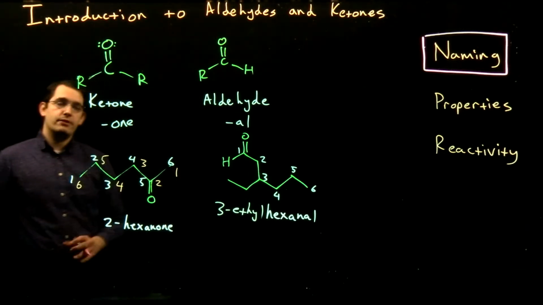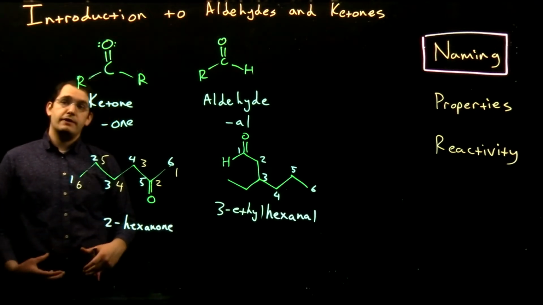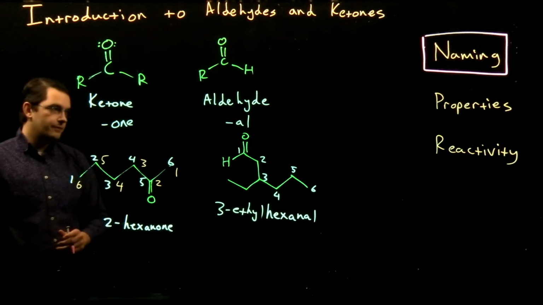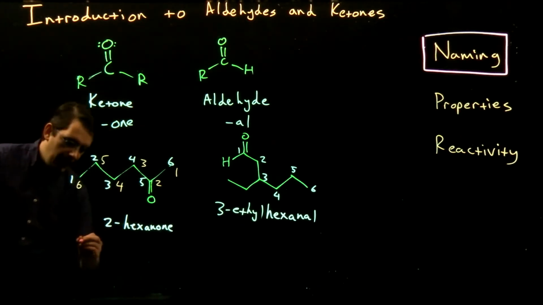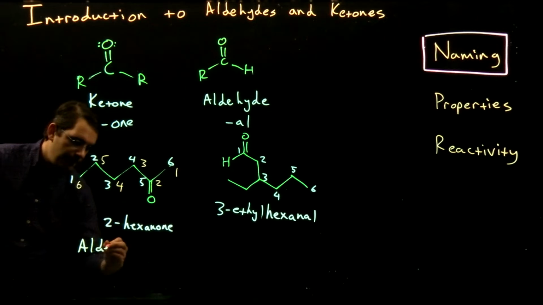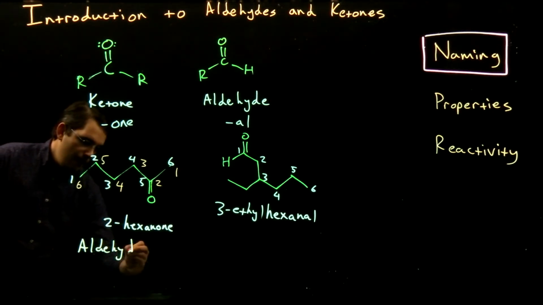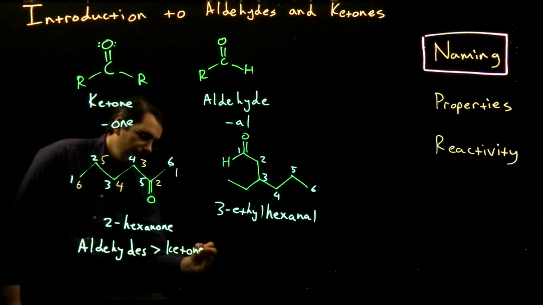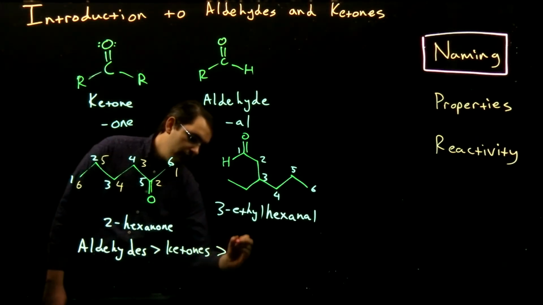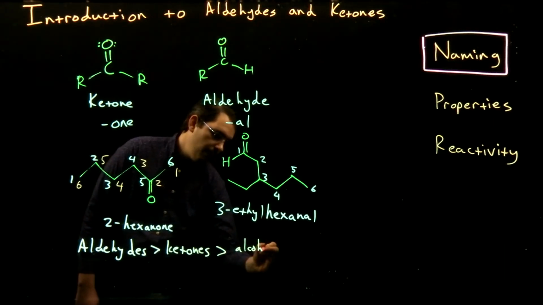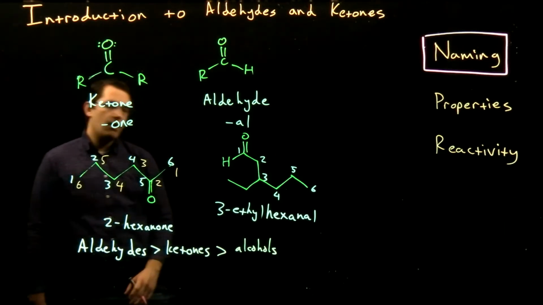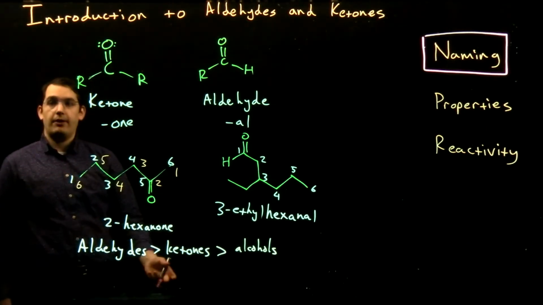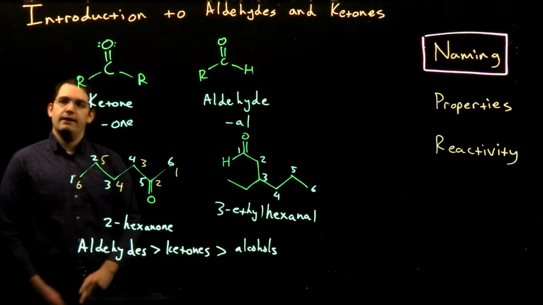Now, of course, whenever we introduce new functional groups, we also need to understand how to prioritize naming these functional groups versus other functional groups. So our aldehydes are going to take first priority over our ketones, which will take priority over alcohols. And of course, alcohols, as we've seen before, take priority over our other functional groups like alkynes, alkenes, alkyl halides, etc.